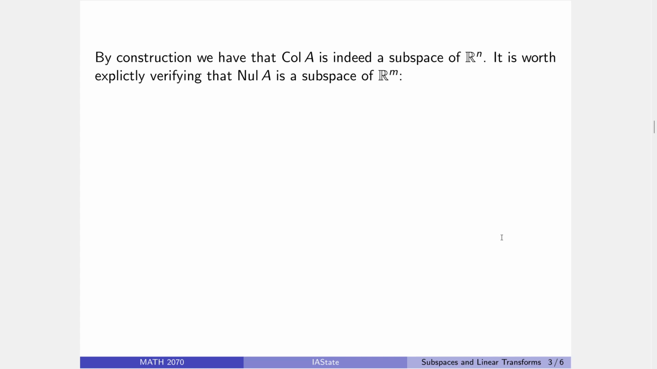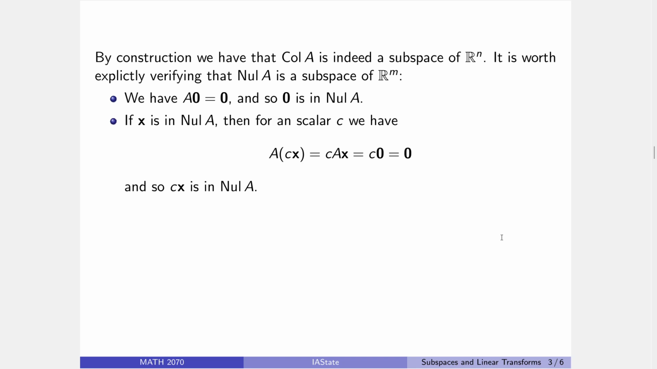So it's worth explicitly verifying that the null space is also a subspace. We don't have an immediate explanation for that other than directly doing it, so let's do it. Obviously, multiplying your matrix by the 0 vector gets you 0, so we're in the null space. If you're in the null space and you have a scalar, multiplying the scaled vector, we know we can pull the scalar out of the matrix multiplication, and then you're scaling the 0 vector, and it's equal to 0. So we're in the null space.